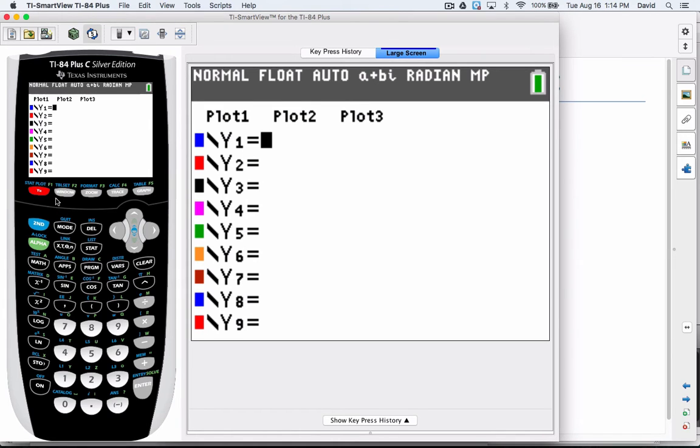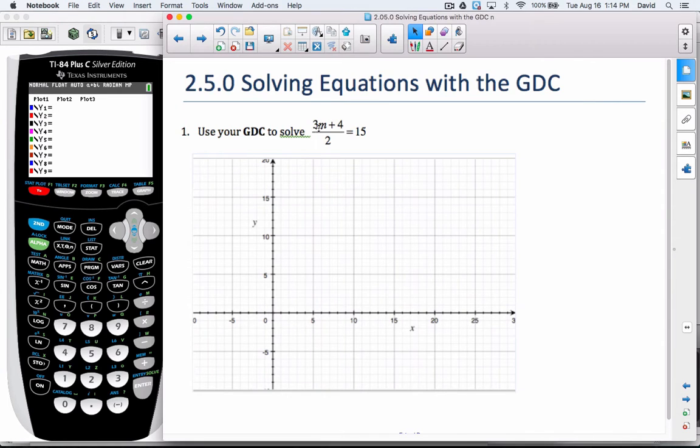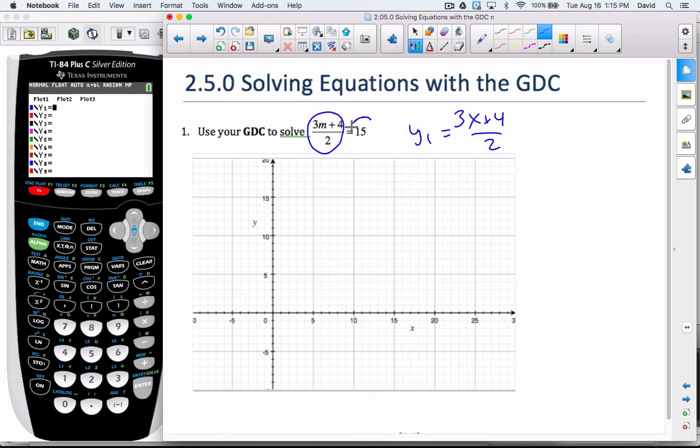Okay. So I know the first part of the equation is, it says 3m plus 4 over 2. Well, my calculator does not know how to do m's. It knows how to do x's. So in my calculator, I'm really going to put 3x plus 4 over 2. And this one I'm going to make y1, our left-hand side of the equation. And this one we're going to make y2.